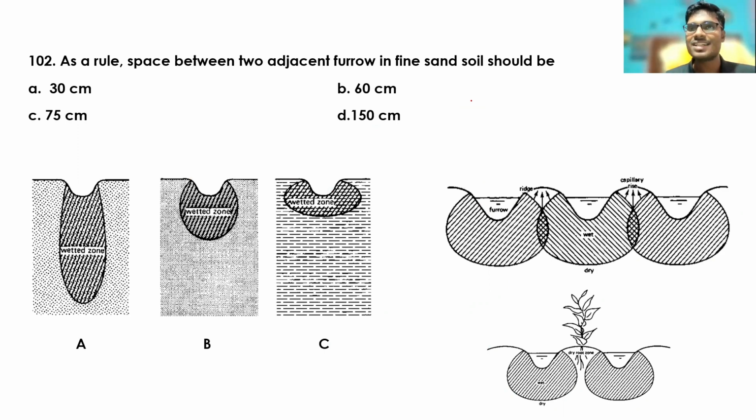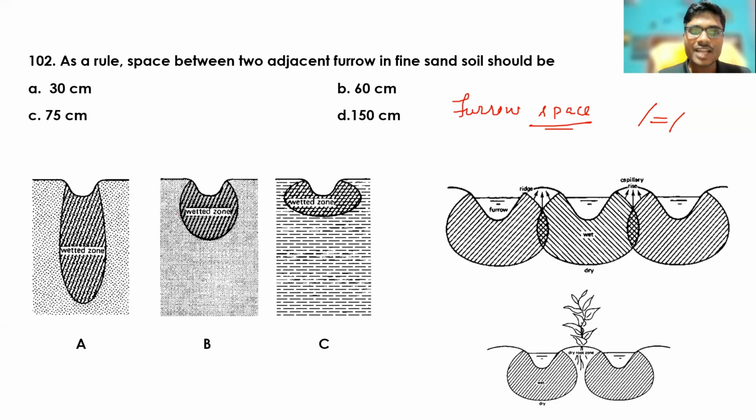Then coming to the next question: as a rule, the space between two adjacent furrows in fine sand soil should be 30 centimeter, 60 centimeter, 75 centimeter, or 155 centimeter. This question is about the furrow spacing, meaning what should be the optimum space between two furrows. The optimum space between two furrows depends on the soil texture. How soil texture decides the furrow spacing, we will see from this figure.